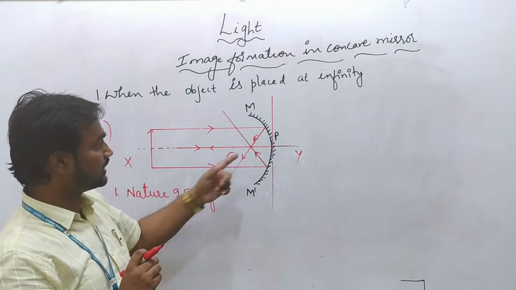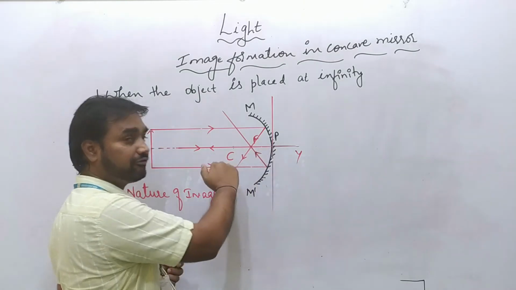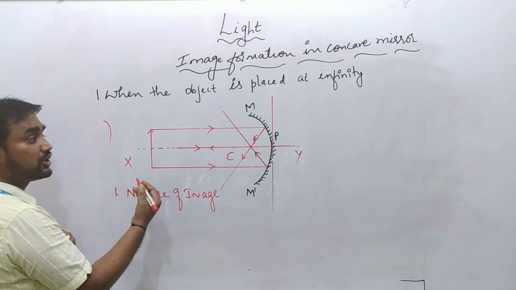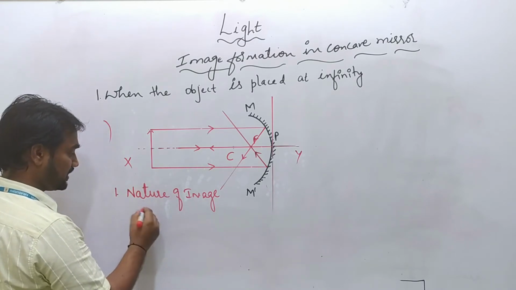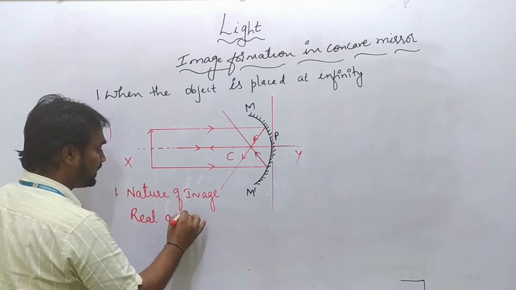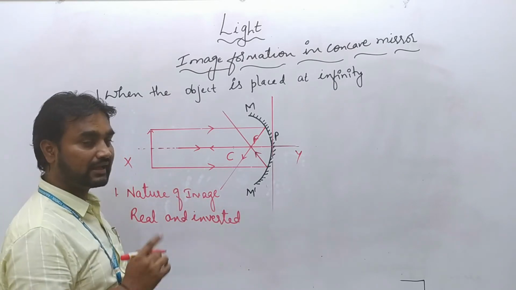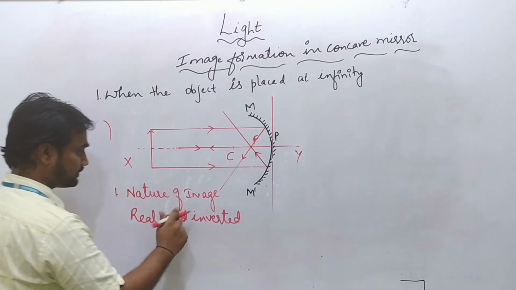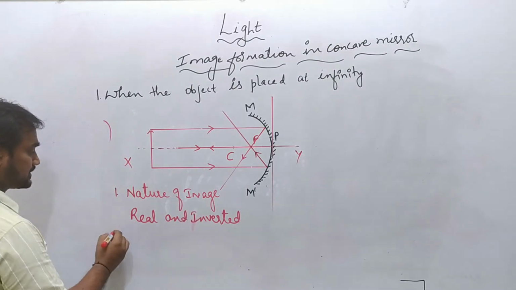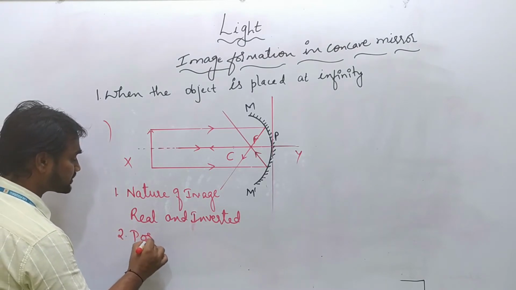The nature of the image here is, so where is the image formed? The image is formed in front of the mirror at F. So this is a real image. So the nature of the image is real and inverted. Real images are always inverted. So real and inverted. Is that clear?